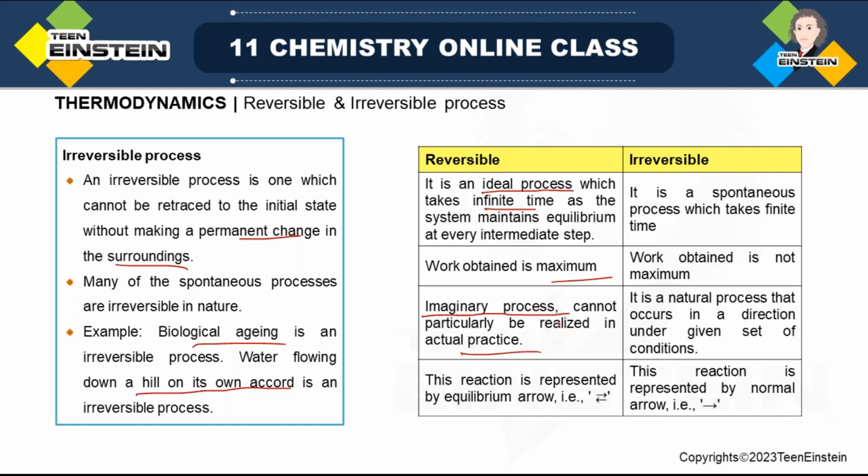So you may reach that. If we are saying something is reversible, basically it is close to irreversible, but the exact ideal situation, if you consider, is basically imaginary. It is comparatively natural, because it occurs in a direction under a given set of conditions. So here we use a unidirectional arrow, and here this type of sign is used.